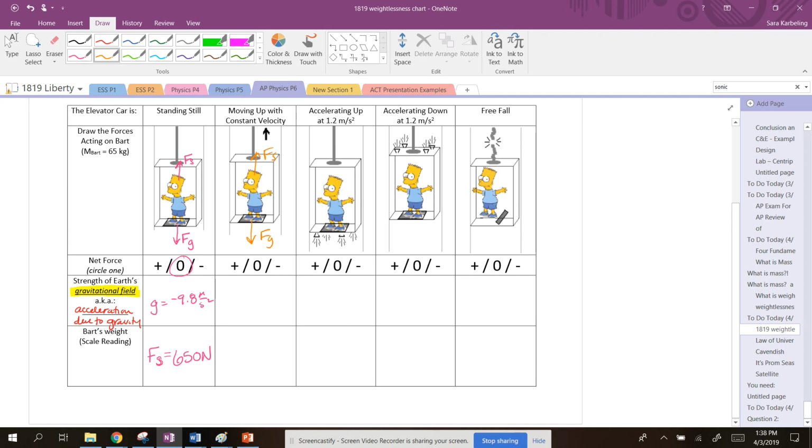What's the net force acting on him? Zero. How do you know? He's moving at constant velocity. Constant velocity, not accelerating. Awesome. What's the gravitational field acting on Bart? Negative 9.8 meters per second squared, right? Okay. And what's Bart's apparent weight, according to the scale right now? 650 newtons, right?